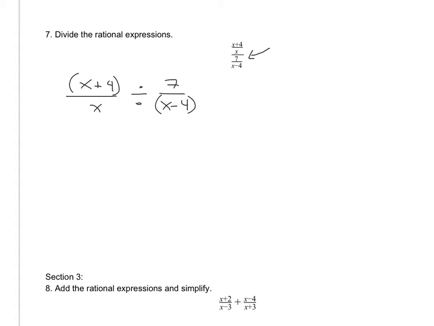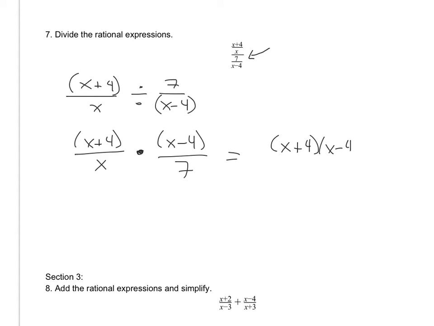Again, this will work similar to the one before. We could take (x plus 4) over x and turn it into multiplication by the reciprocal. There's nothing that factors and nothing that cancels out, so I can just multiply straight across. So this will be (x plus 4)(x minus 4) over 7x.